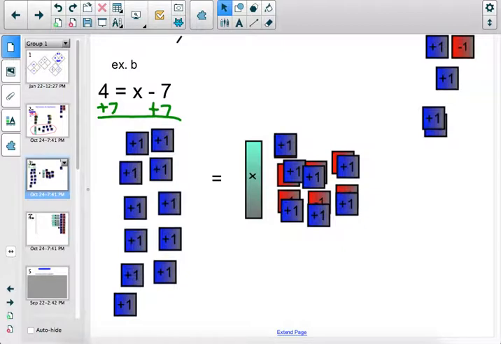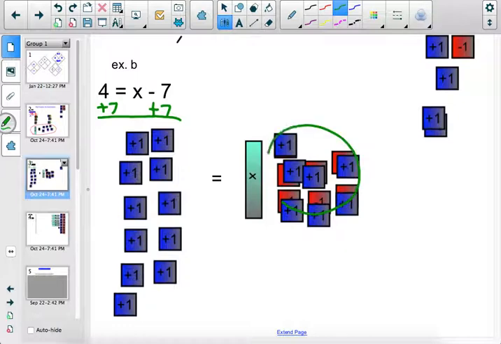Alright, so what are we left with? What happened to all these ones? The plus ones, minus ones, it all zeroed out, right? So we got 0 here. So then we have x, drops down, equals.